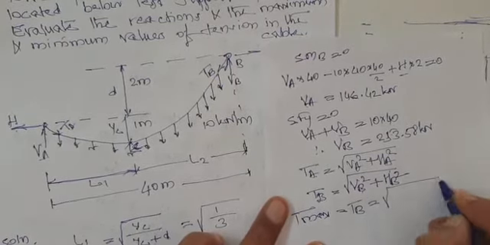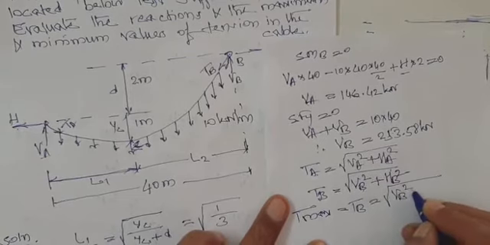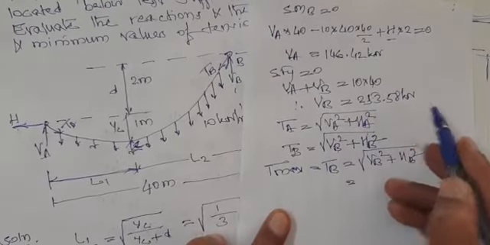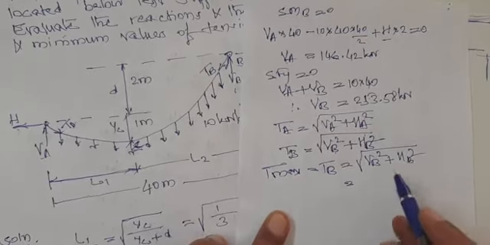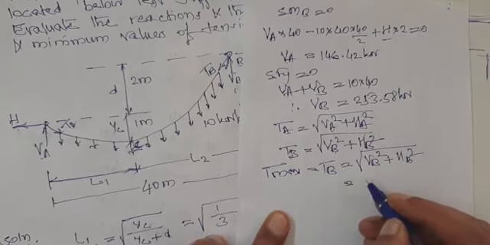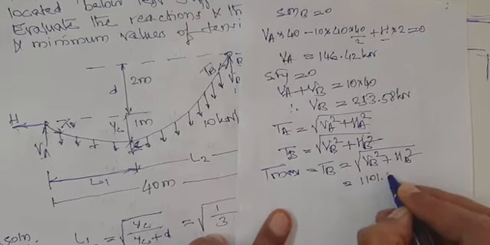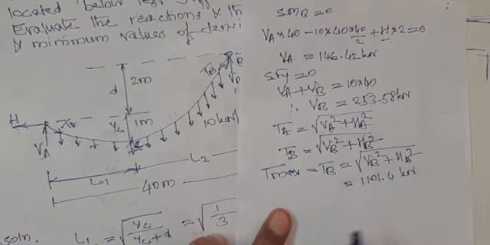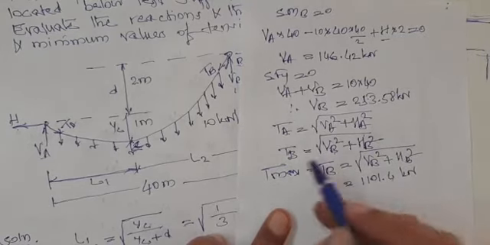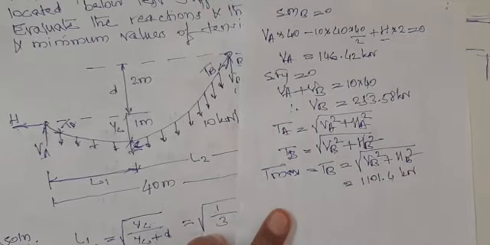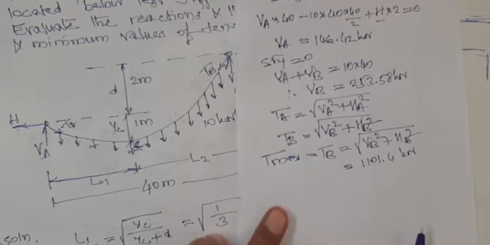So this is the square root of VB square plus HB square. If you substitute VB equals 253.58 and H as 1071.65 and simplify, you are going to get 1101.4 kilonewton. This is the maximum tension. Suppose he asks to calculate tensions at A and B, you have to calculate both TA as well as TB, but he has asked for the maximum tension, so TB will be the maximum, and hence you calculate that.